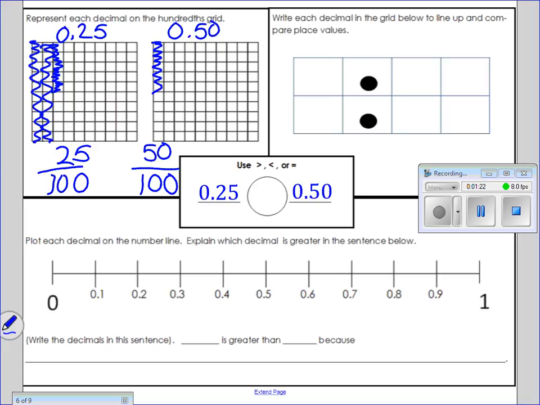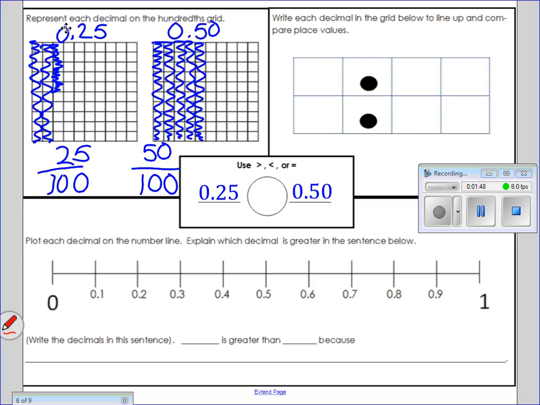1, 2, 3, 4, 5. When I look at my picture, I can tell from my picture that 50 hundredths is greater than 25 hundredths. I'm going to line up my place values.